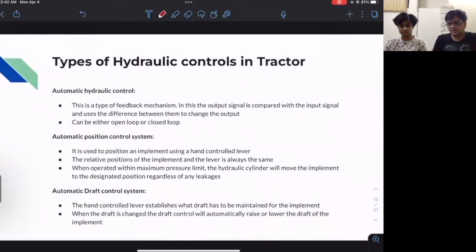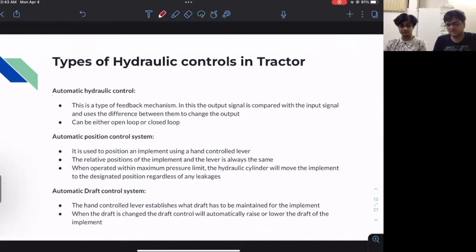Coming to types of hydraulic controls in a tractor, first is automatic hydraulic control. This is a type of feedback mechanism. In this, the output signal is compared with the input signal, and based on the difference between them, the output is changed. And this can be either open loop or closed loop.